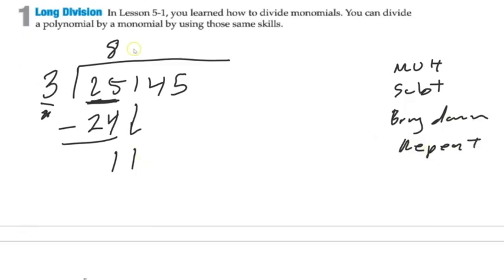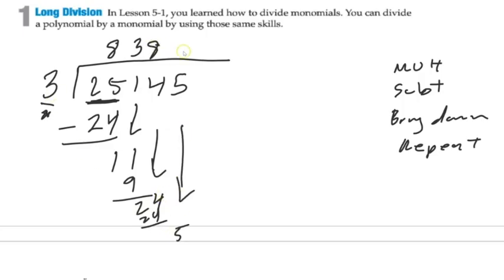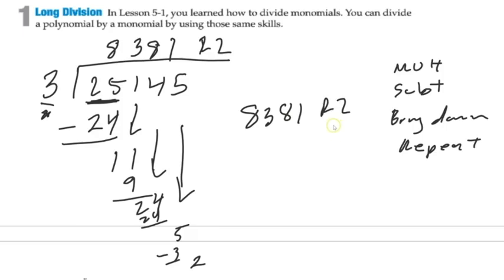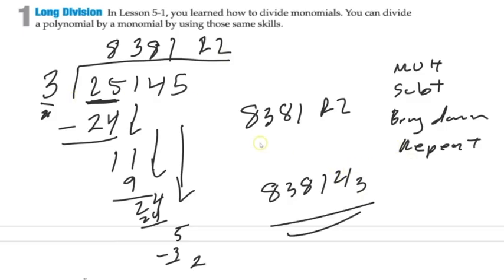3 goes into 11 3 times. Multiply, you get 9. Subtract, you get 2. Bring down the 4. I get 8. Just bring down the 5. 3 goes into 5 1 time. Subtract, you get remainder 2. My answer is 8,381 remainder 2. That's one way to write this. By the way, another way to write the remainder, the more mathematical way, is 8,381 and then you get your remainder over what you divided by, 2/3. So those are equivalent. Either way is fine.